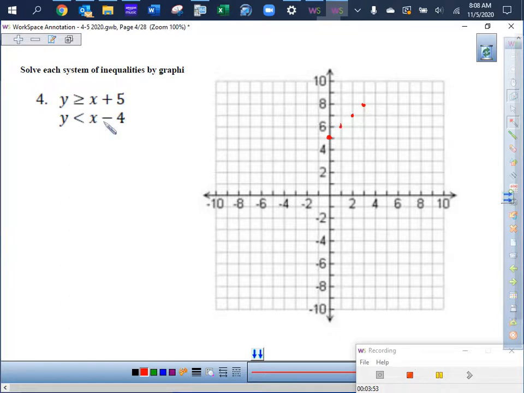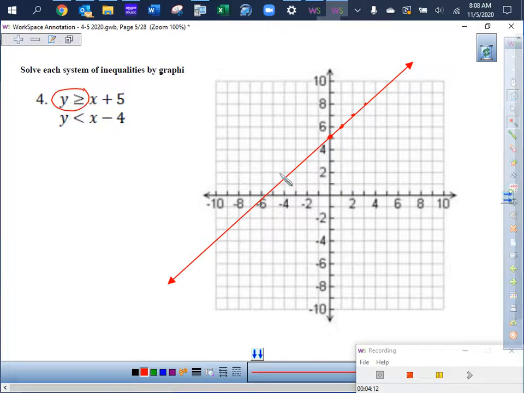What kind of line? Solid or dashed? Solid, because this is an equal to bar, meaning any point on that line also works. It satisfies this guy. So that's nice. To shade, since y is by itself, you can read the symbol. And this says y is greater than.